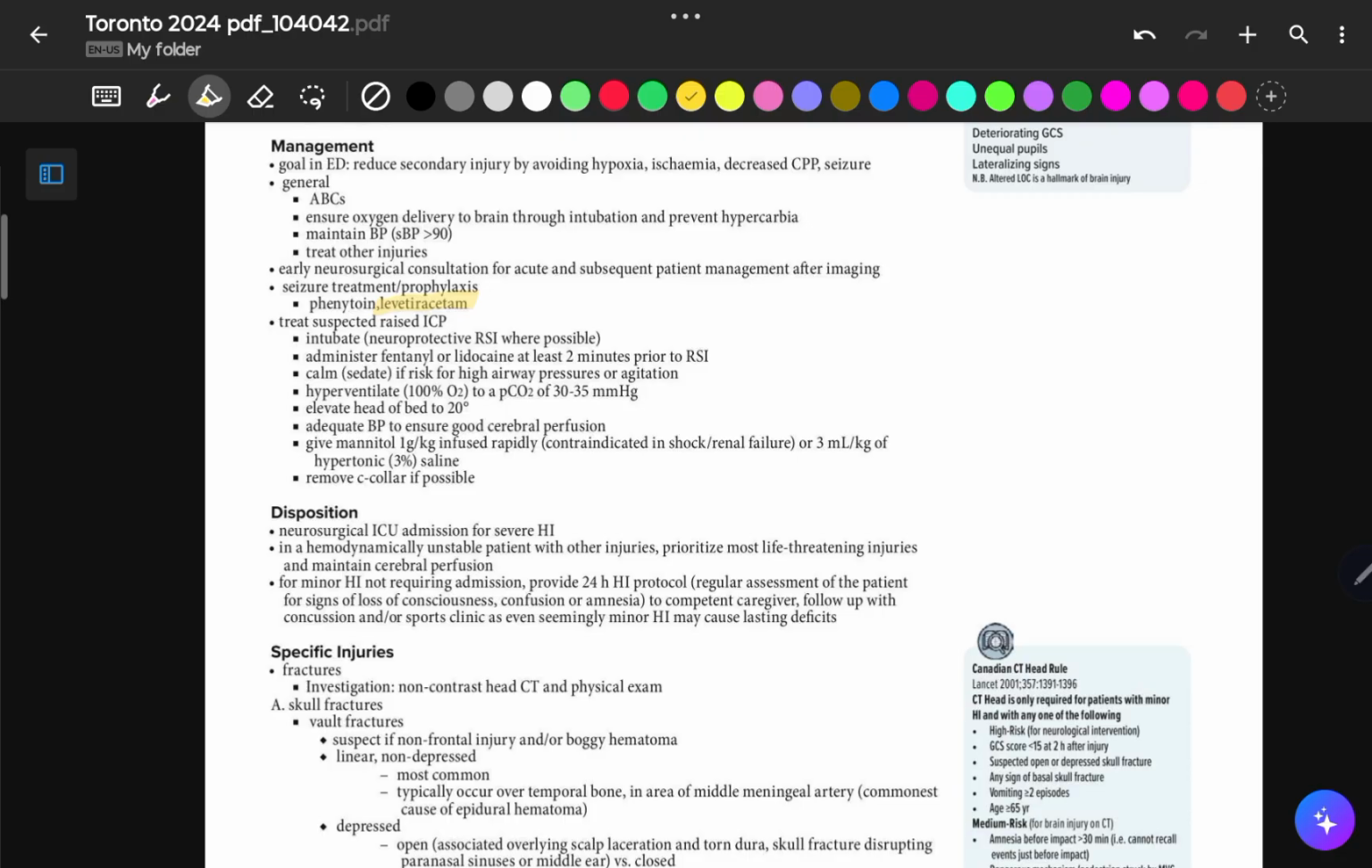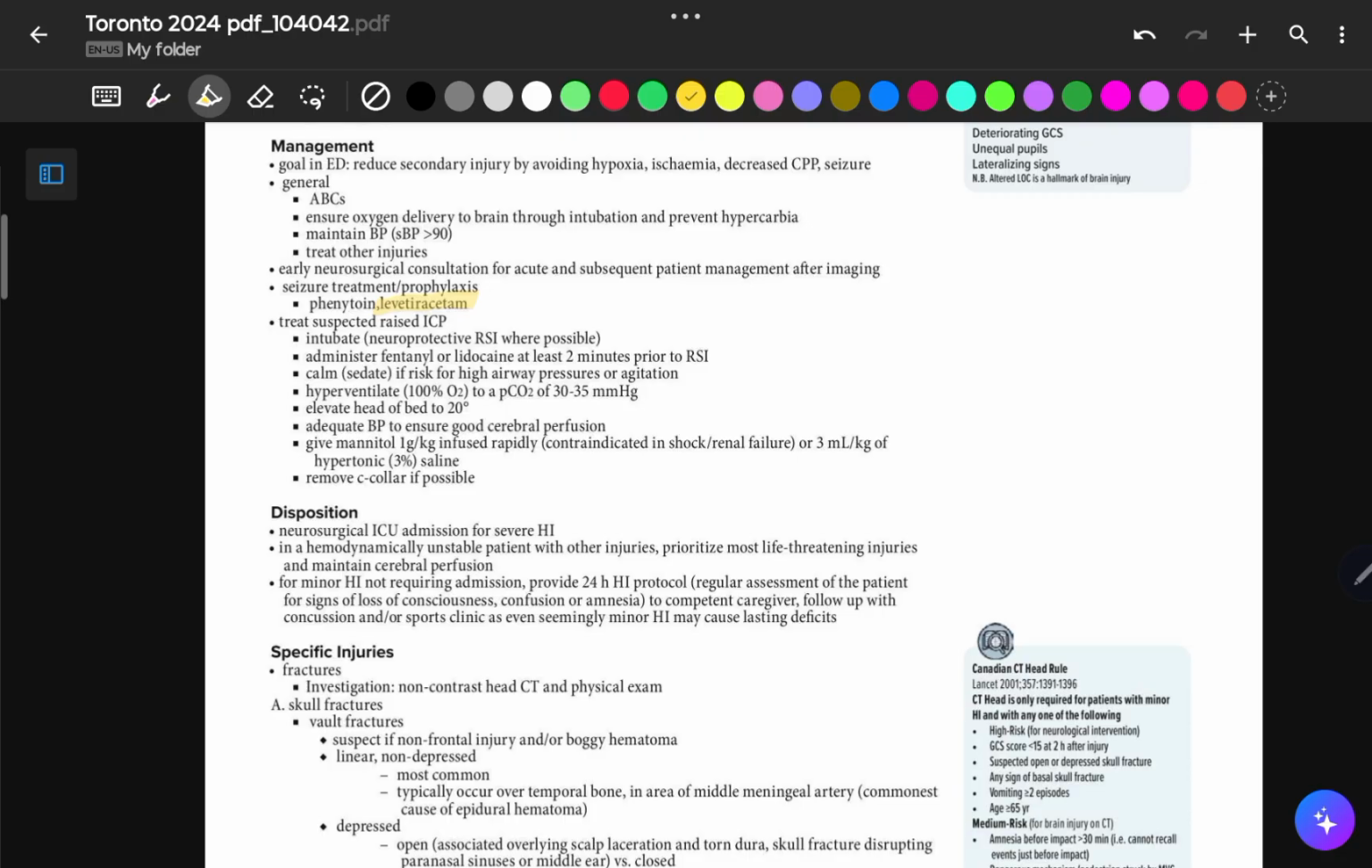You want to hyperventilate. So hyperventilate with 100% oxygen to a PCO2 of 30 to 35. So you want to maintain the PCO2 of 30 to 35. You want to elevate the head of the bed, at least 20 degrees, and then adequate BP to ensure there's a good cerebral perfusion.